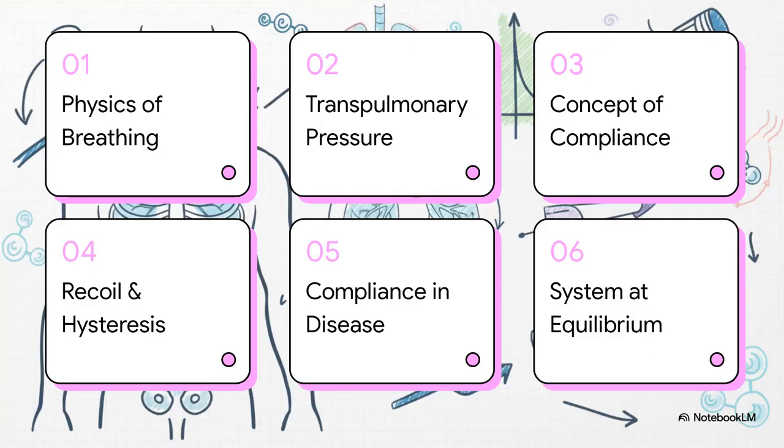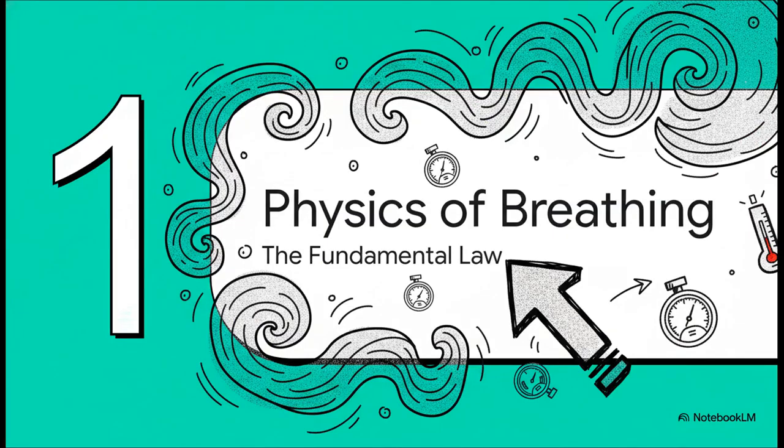So, here's our game plan. We'll start with the single most important physical law in all of this. Then, we'll figure out which pressures actually inflate the lungs. From there, we'll get into concepts like compliance and recoil, see how they go haywire in different diseases, and finally, we'll look at how the whole system finds its perfect balance. Okay, first things first. Before we can understand anything else, we have to establish the one physical law that governs absolutely everything about how air moves in and out of our lungs.